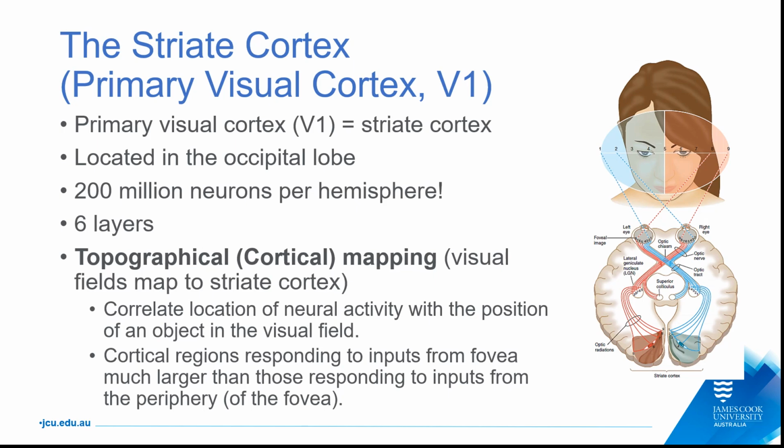Cortical regions responding to inputs from the fovea are much larger. They're given priority, much larger than those responding to inputs from the periphery. So if it's a highly detailed, colorful image, we have much more cortical area devoted to processing such information. Peripheral vision, not so much. The cortical processing area is not so much.